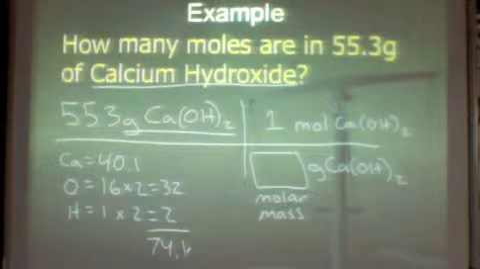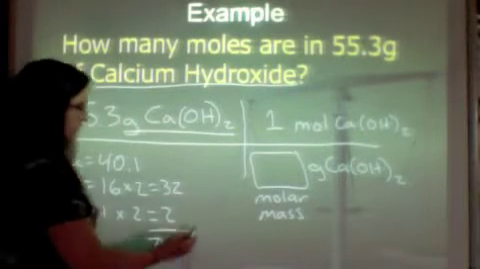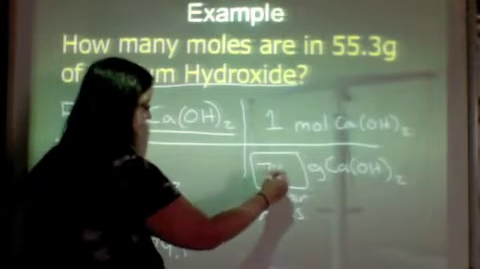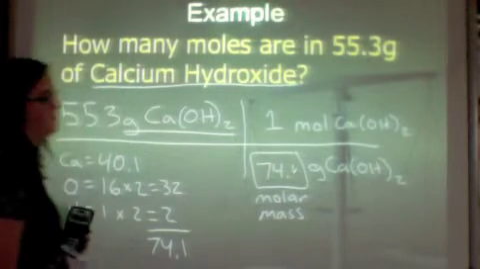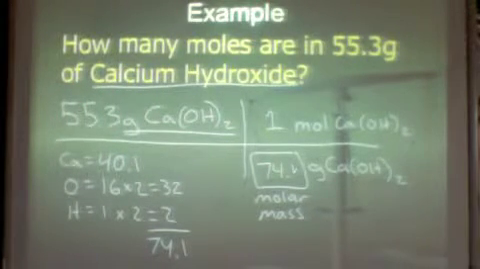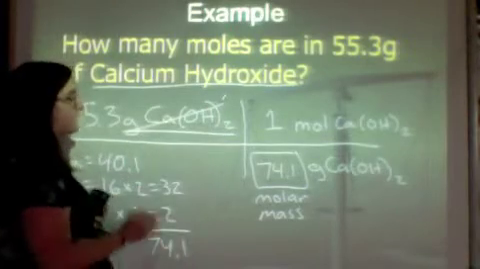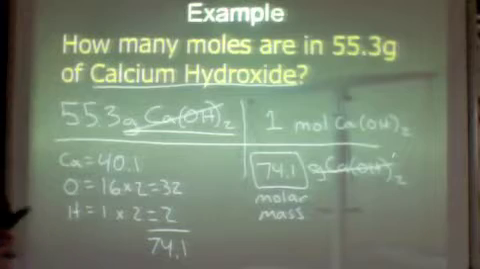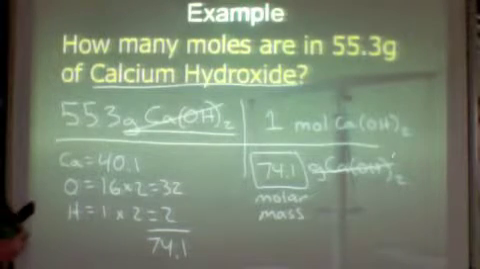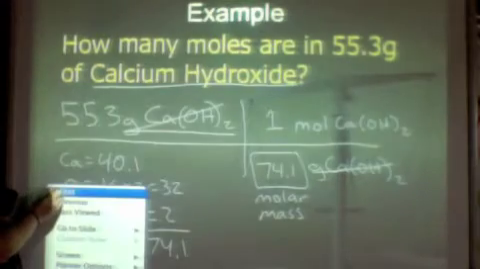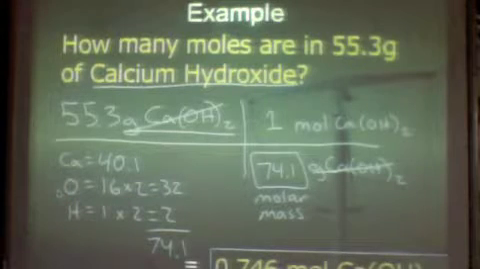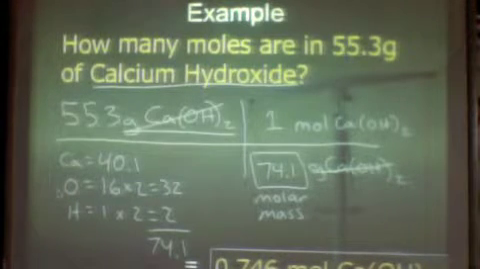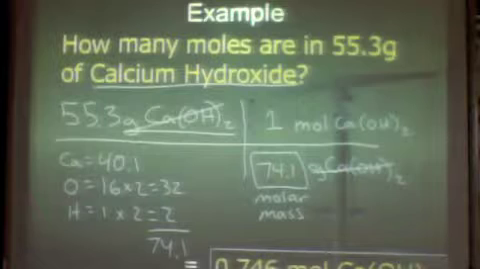And then you simply take that and put this number into here. So when you look at your conversion table, grams of calcium hydroxide cancel, then we're left with moles, which is what we need. So now you simply multiply the top and divide by the bottom. When you do that, you should get an answer of 0.746 moles of calcium hydroxide.